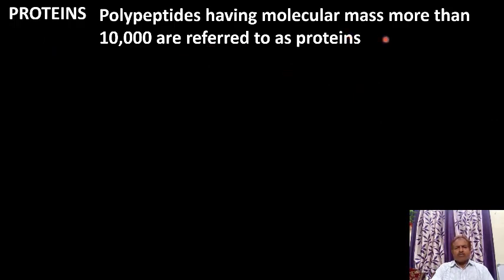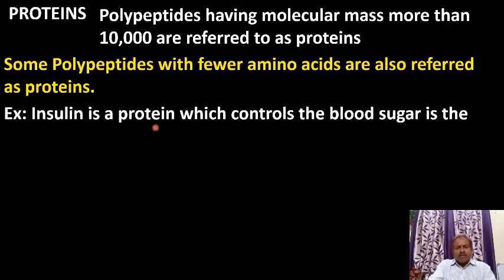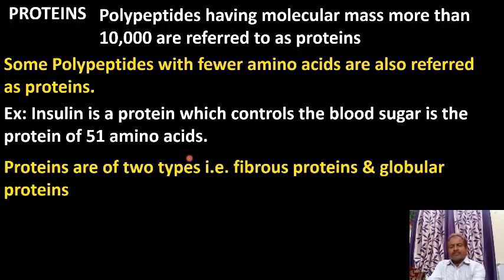Polypeptides having molecular mass more than 10,000 are referred to as proteins. Some polypeptides with fewer amino acids are also referred to as proteins. In general, polypeptides with more than 10,000 molecular mass are referred to as proteins, but in some cases, polypeptides with fewer amino acids are also referred to as proteins. For example, insulin is a protein which controls the blood sugar. It is a protein of 51 amino acids.